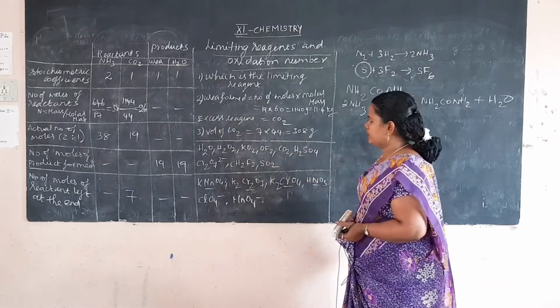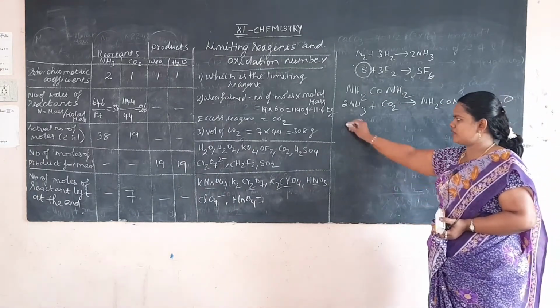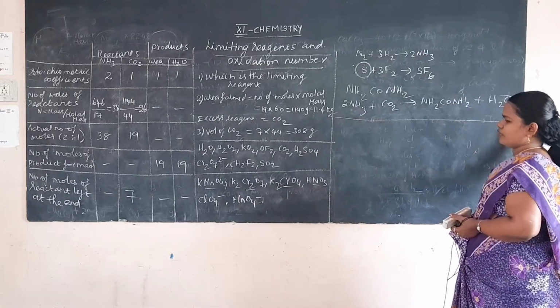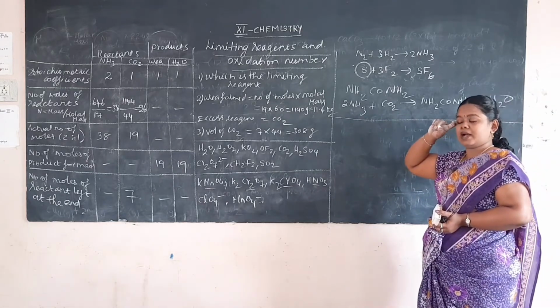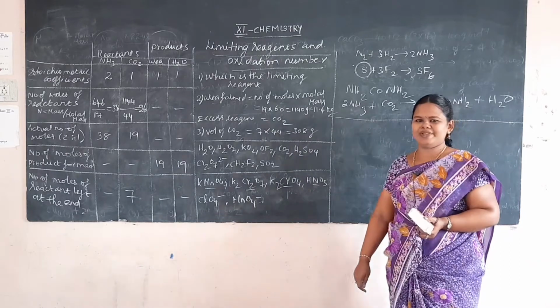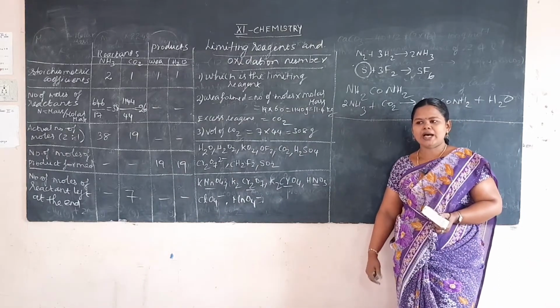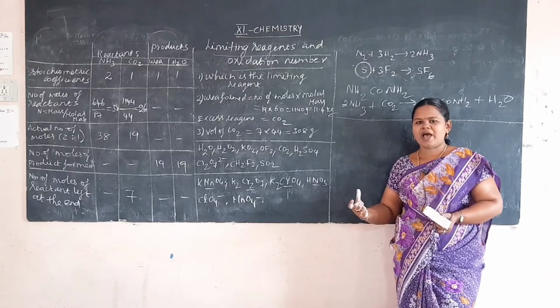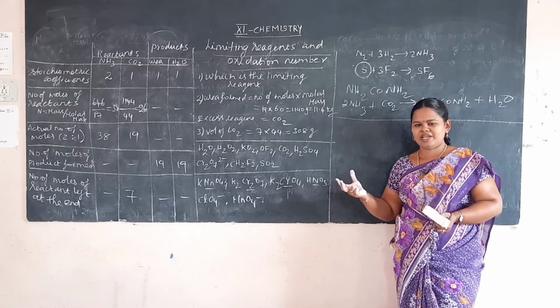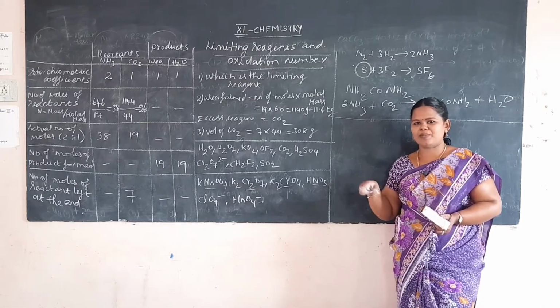Okay, then we'll see oxidation number. First of all, what is oxidation? For example, in your home, when you cut an apple and keep it aside, there is a brown layer formed on the apple. That is nothing but due to oxidation. The iron present in the knife and the atmospheric oxygen react and produce a brown layer on the surface of the apple.